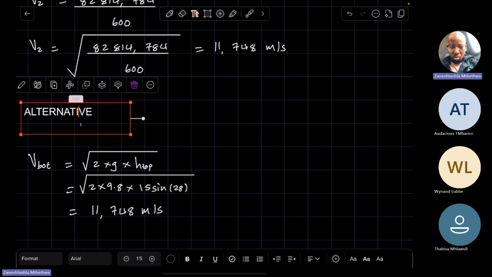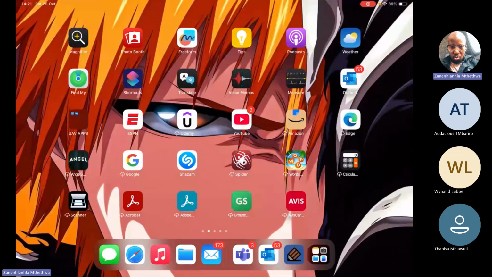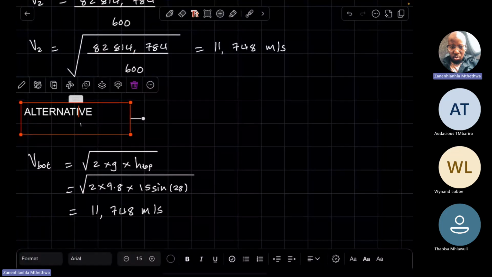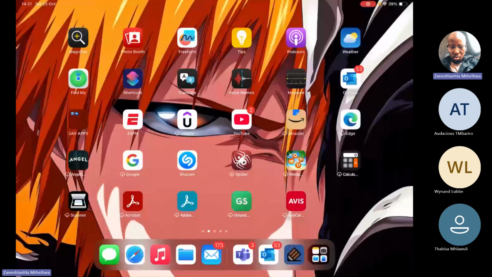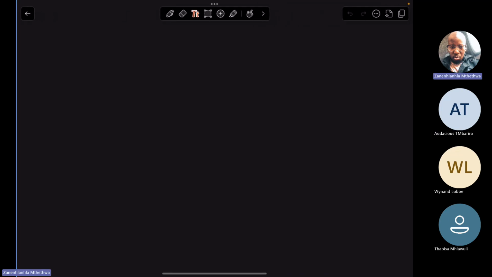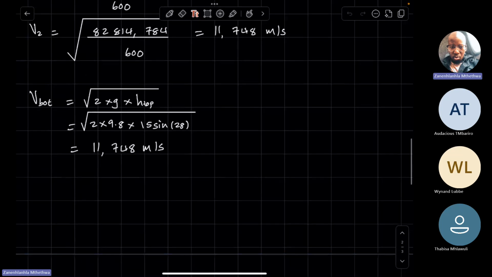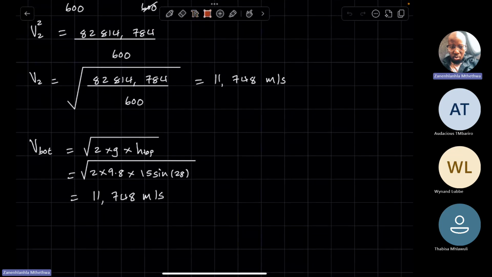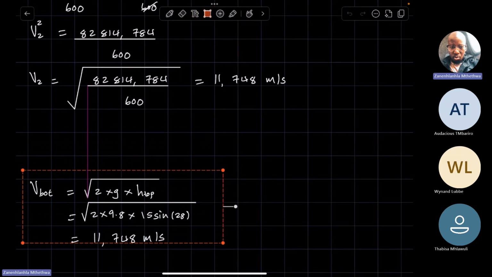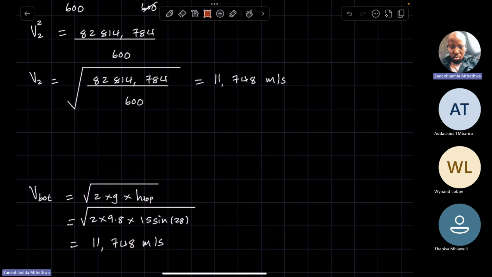But do you understand why this equation is important to us, and also understanding how and when to use it? Yes, sir. All right. There we go. Move this here, and then write this as an alternative.